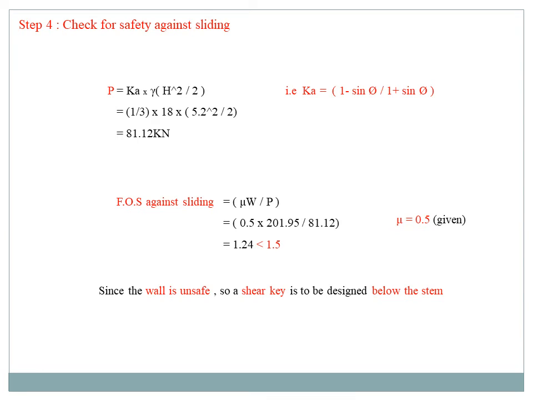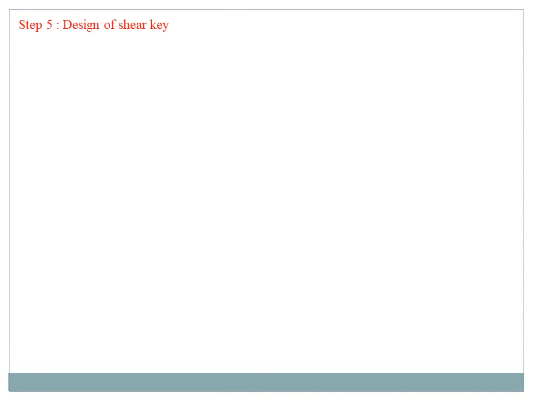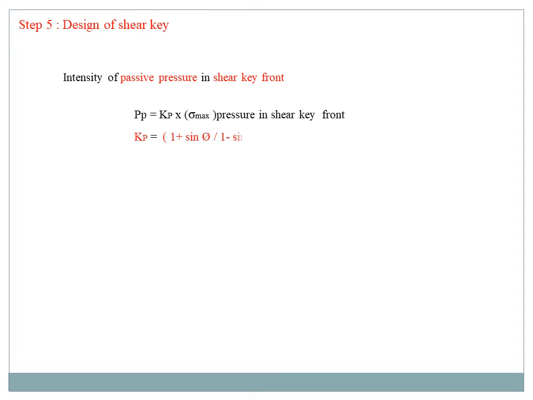So sometimes the factor of safety is above 1.5, you can say it is safe for this slab, and you need not find out the shear key portion. So step number 5, design of shear key. Intensity of passive pressure in shear key front: Pp is equal to passive pressure, so Kp into sigma max. So Kp is (1 plus sin phi) divided by (1 minus sin phi).